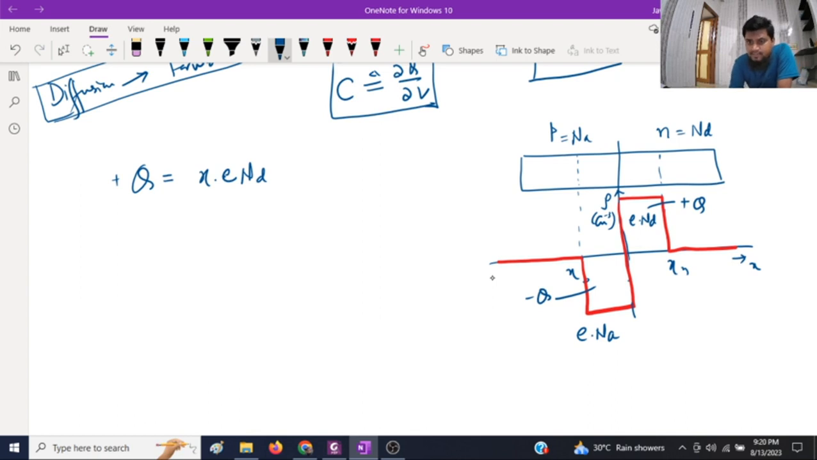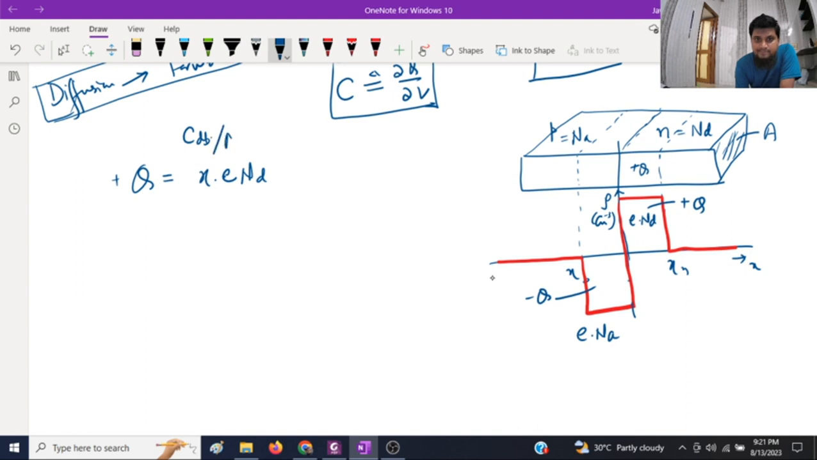If you see the third dimension for the diode, it will be like this. Okay, so if you want to calculate exactly the total charge plus Q over here, you will have to multiply it with the cross-sectional area A. Anyway, if you are calculating capacitance per unit area, then this A is not needed. Okay, so I am removing this A, and the answer will be in depletion charge per unit area.